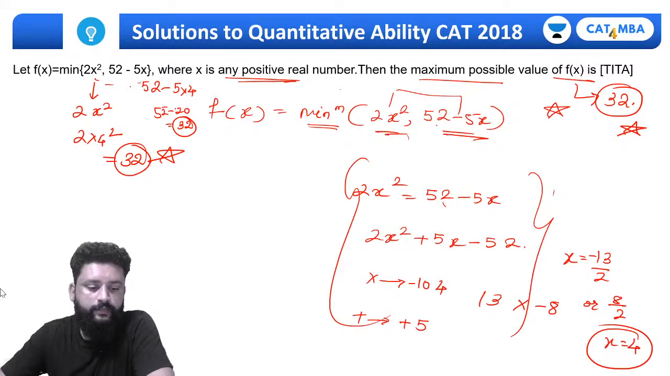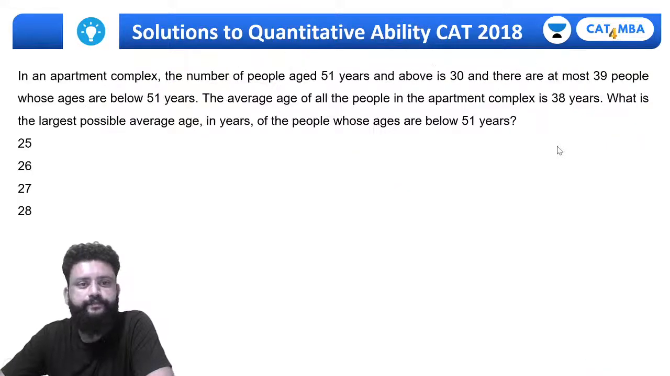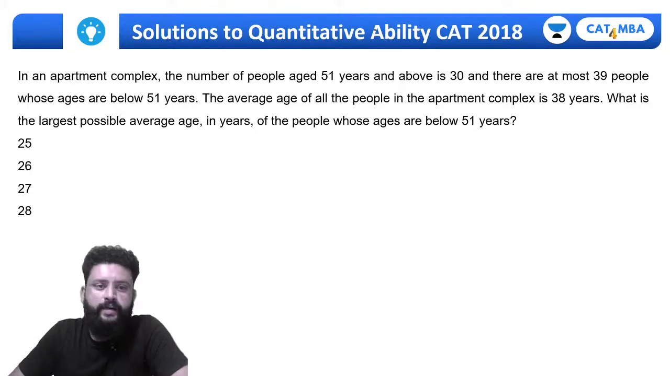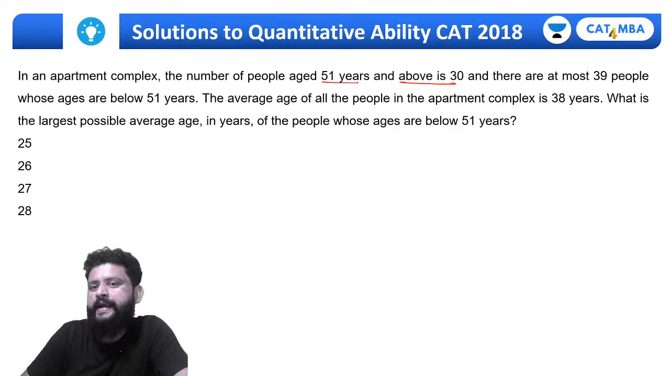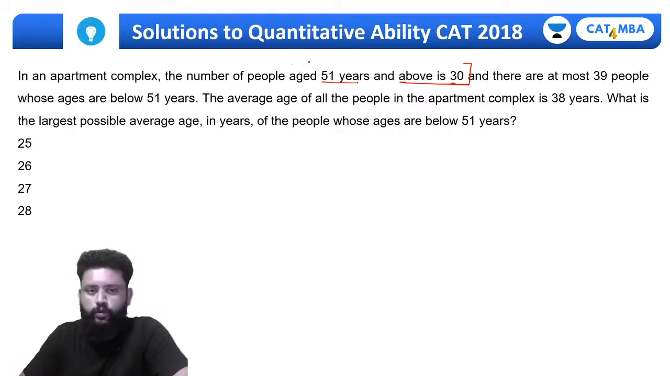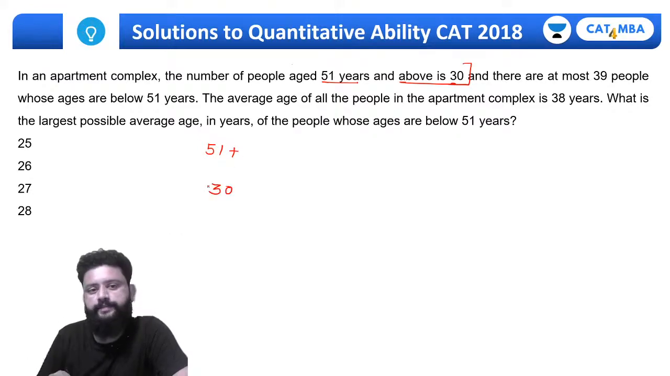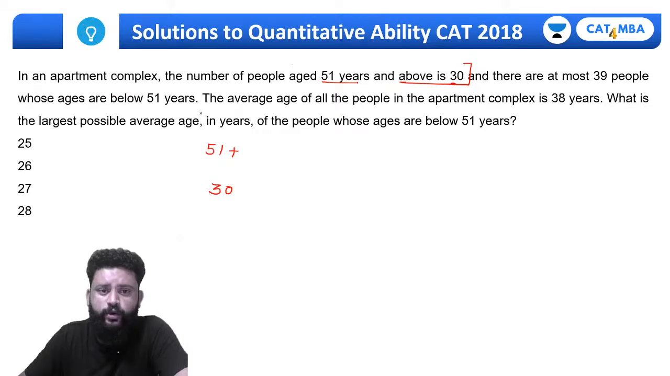Okay, so let's come to the last question for the day. In an apartment, the number of people aged 51 years and above is 30. 51 and above, so 51 plus something. ऐसे कितने लोग हैं? 30. And there are 39, at most 39 people whose ages are below 50.